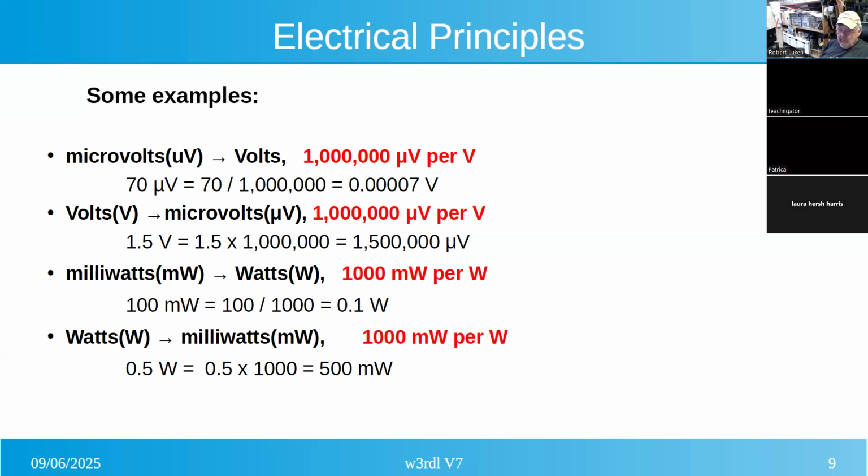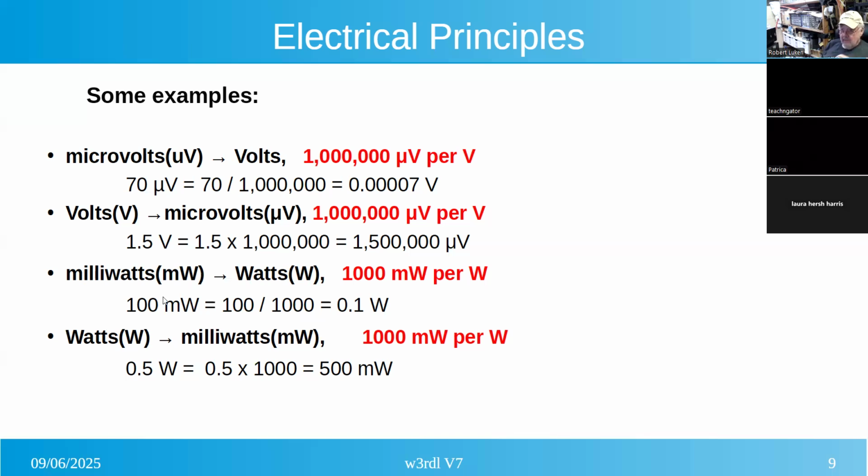If you were going microvolts to volts, you're going to divide. So when I'm going up, I divide. And if you're going volts to microvolts, you're going to multiply, because there's more microvolts in a volt. In fact, there's 1 million of them. So that's why you multiply it by 1 million. Got it. Cool. Thank you.